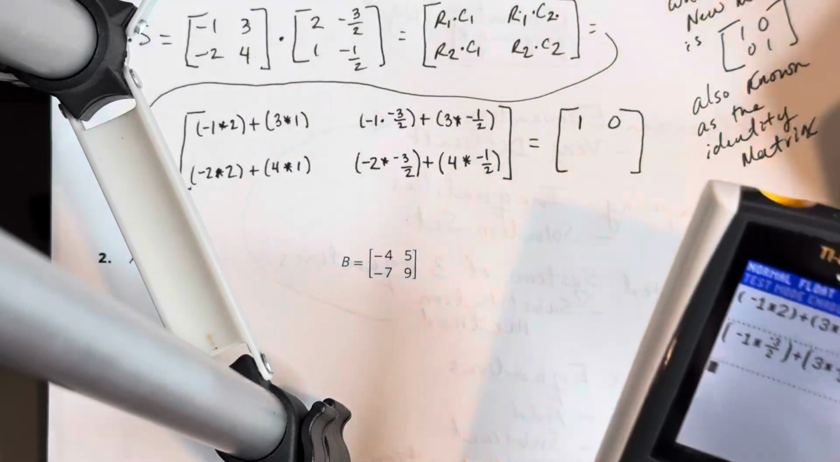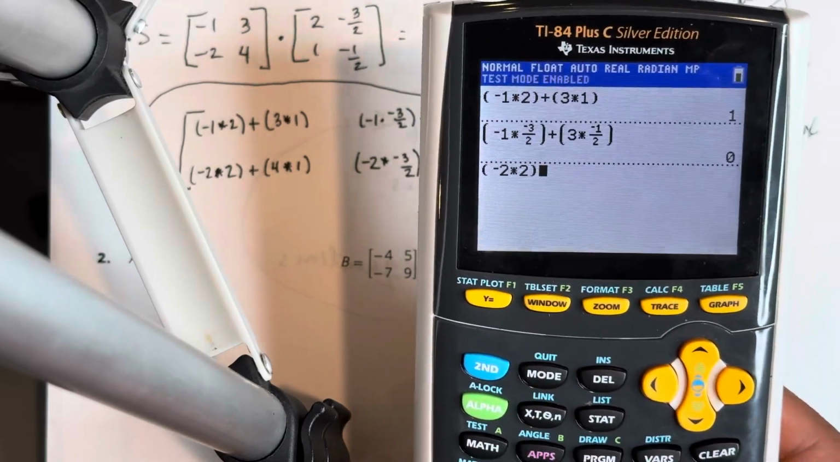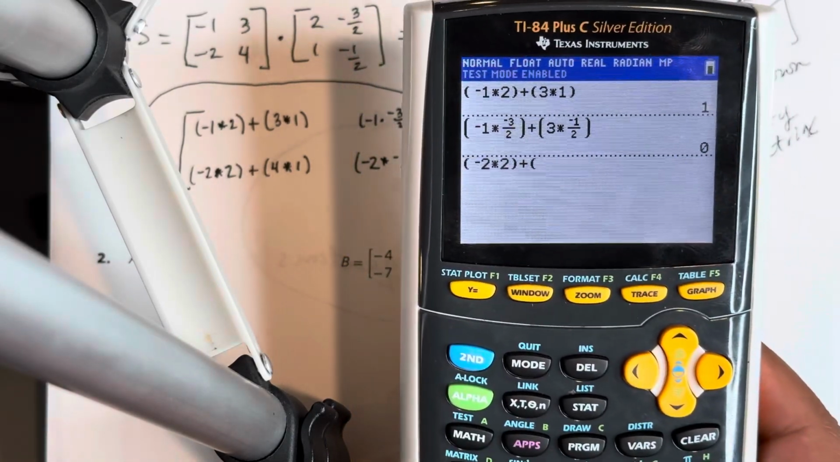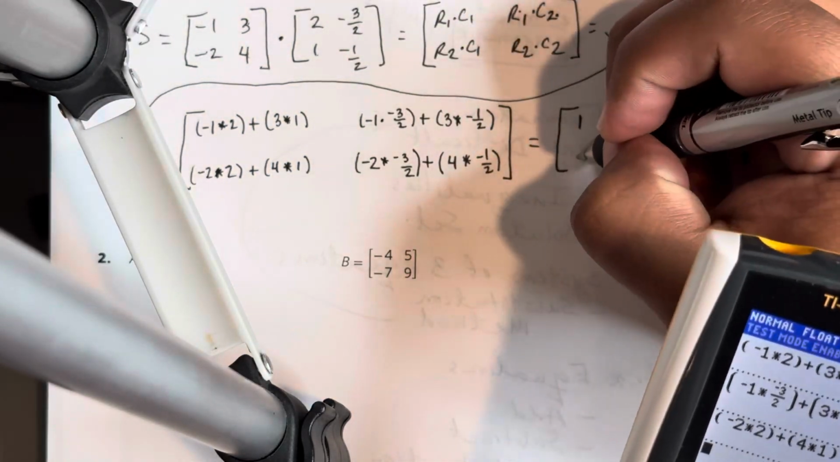Doing the bottom left, that should also give me 0. -2 times 2 plus 4 times 1. 0 looks good to me.